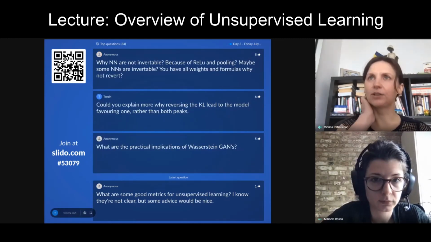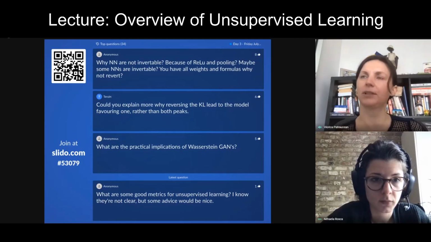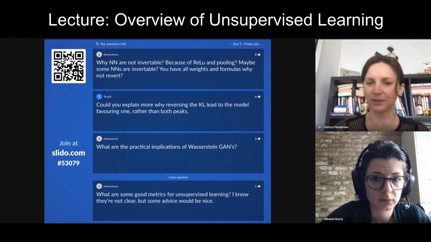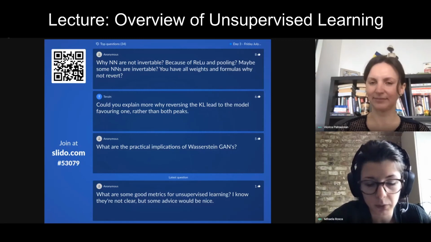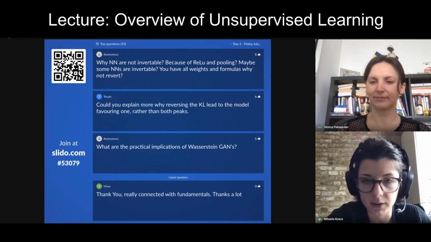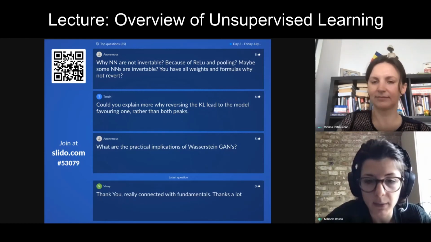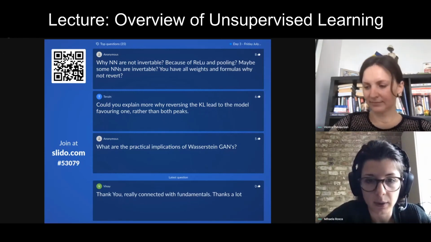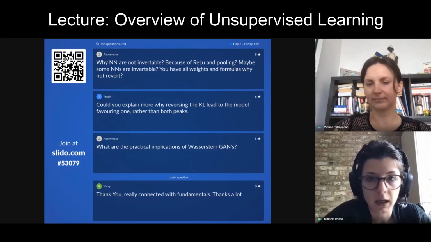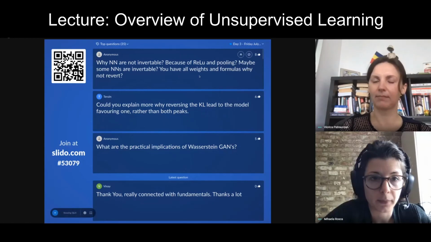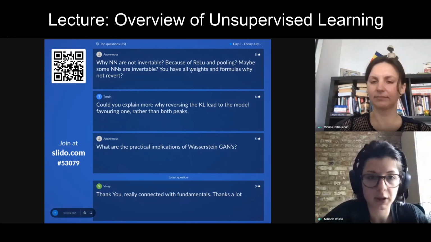Why are neural networks not invertible? Because of ReLU pooling. Maybe some NNs are invertible. Because we have all the weights and formulas, why not revert? Yeah, so two reasons. ReLU is a very, very simple example. ReLU of -1 equals ReLU of -2. But also, if you think of an MLP as a matrix multiplication, that weight matrix also need not be invertible, right? There are ways to make these things invertible. I can also point to a few papers that have done that.